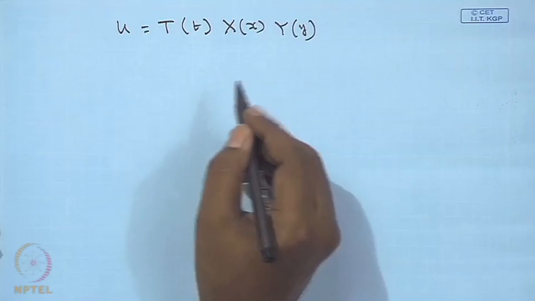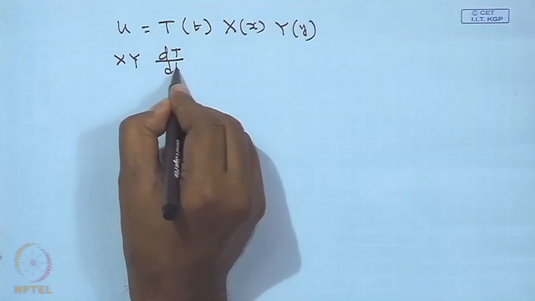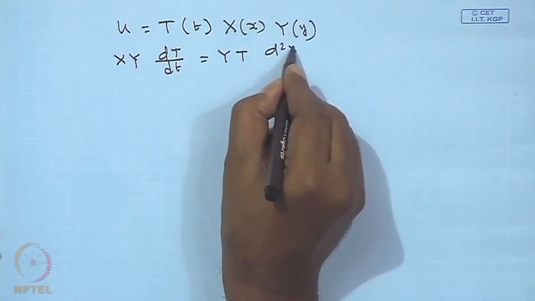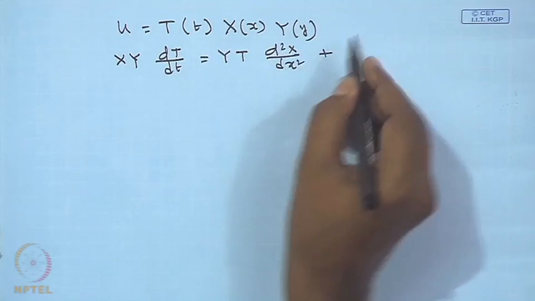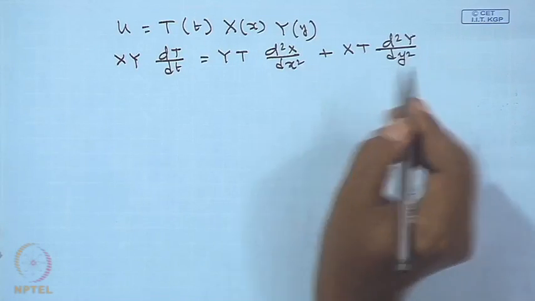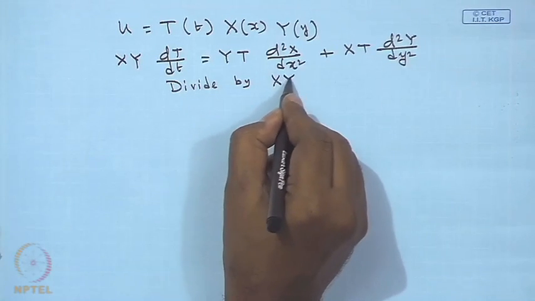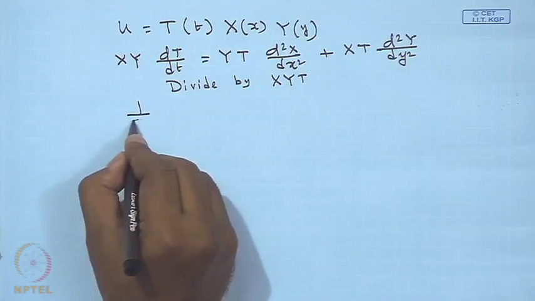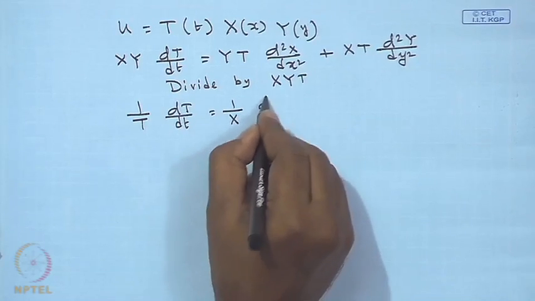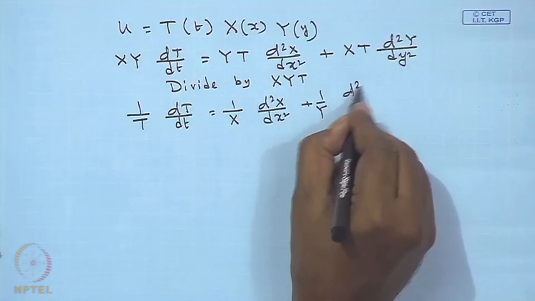Then we substitute these in the governing equation. If we do that, then we will be getting x y dT/dt is equal to y T d²X/dx² plus x T d²Y/dy². Divide by X, Y and T. What we will be getting is 1 over T dT/dt is equal to 1 over X d²X/dx² plus 1 over Y d²Y/dy².